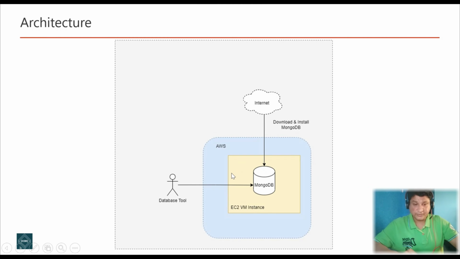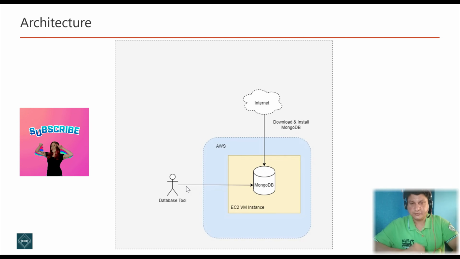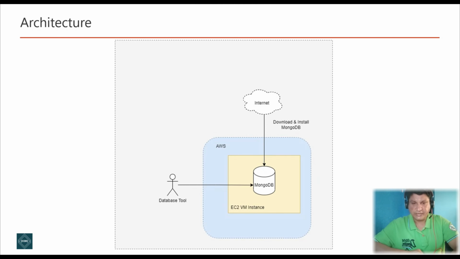Okay, friends. Before we proceed in this video, let me explain what we are trying to achieve through an architecture diagram. Here, the blue area is our AWS environment. In that AWS, we are creating an instance of EC2, right? This pink color is the EC2 instance, and then we are downloading MongoDB and installing it into the EC2 instance. And then finally, after configuration, we will be accessing it from our local machine using a database tool, right? So this is a very simple exercise that we are going to do in this video. I'll show you step by step how we can do that. So stay with me.